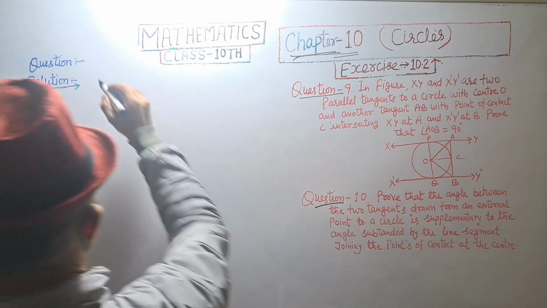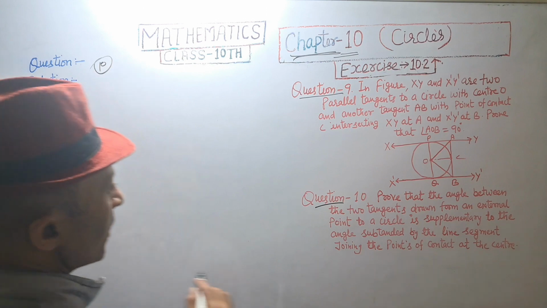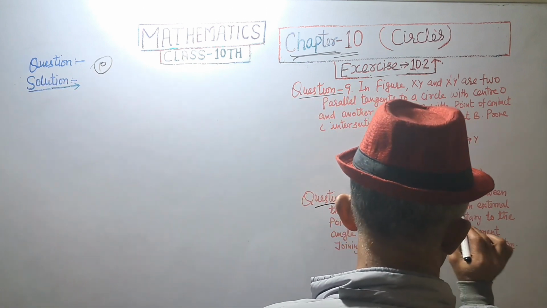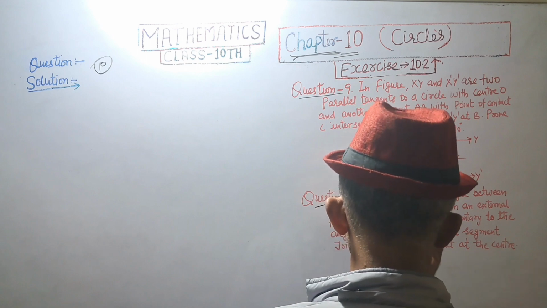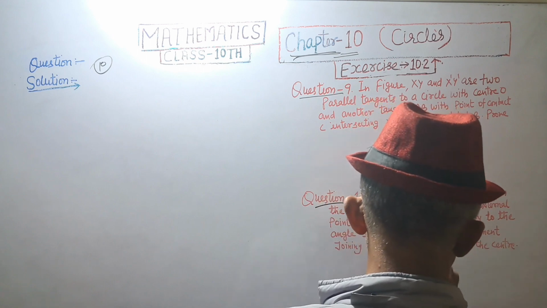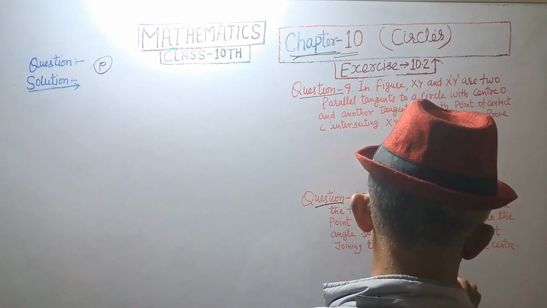Question number 10. Prove that the angle between the two tangents drawn from an external point to a circle is supplementary to the angle subtended by the line segment joining the points of contact at the center.